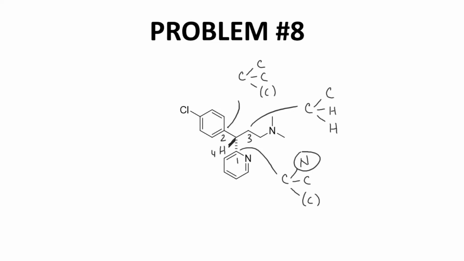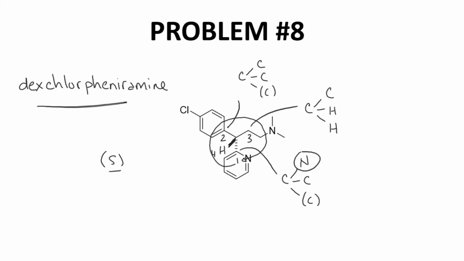Now we can go ahead and set up our rotation 1 to 2 to 3, and that looks like a clockwise rotation. But since our low priority group is forward, we have to reverse that. So it's not R. This is actually going to be an S configuration on that stereocenter. This molecule is dexchlorpheniramine. This is a common decongestant that you encounter in a lot of cold and flu medications.